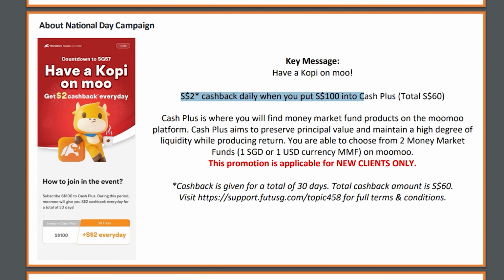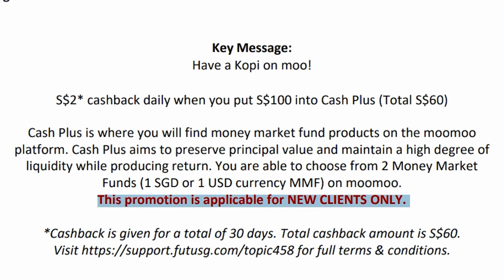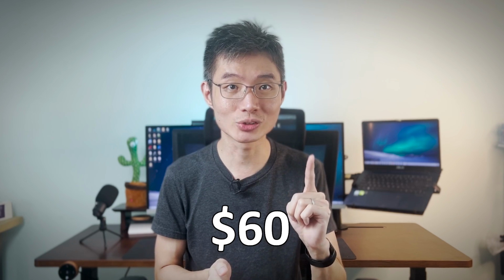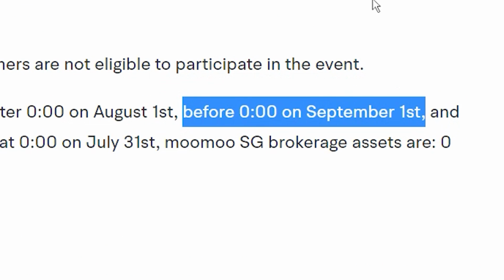But right now, they have a promotion where if you invest a minimum of 100 HGD for 30 days, you will get a $2 cash coupon every day for that 30 days. This promotion is valid for new Moomoo SG Universal Account holders, yeah? Terms and conditions apply. Once you complete this, after 30 days, you will earn a total of $60 cash coupon with as low as 100 HGD. And you get to earn some additional interest on the funds. And I call that a win. Take note that this promotion only lasts till 1st September.